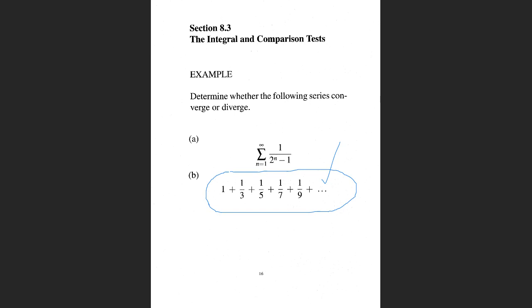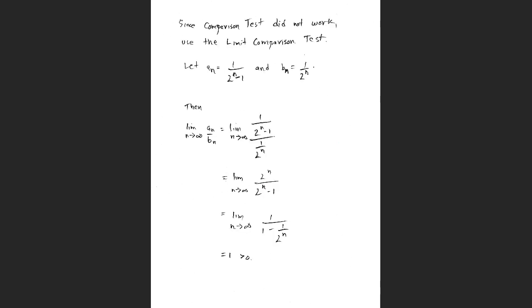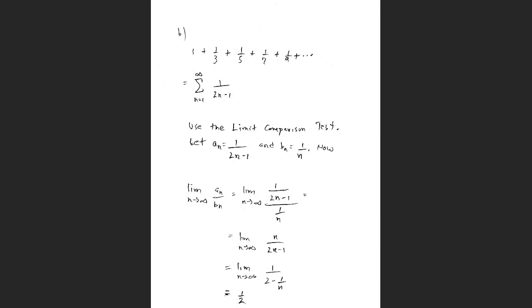A function. That's right, Michael. Let's figure out what the formula of the series is. If we write out some terms, this series is going to equal the sum where n goes from 1 to infinity of 1 over 2n minus 1.